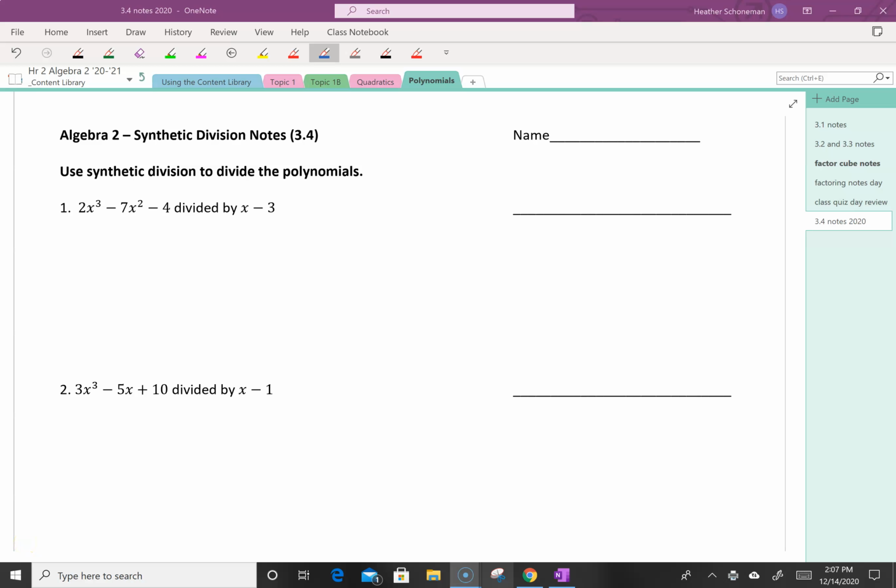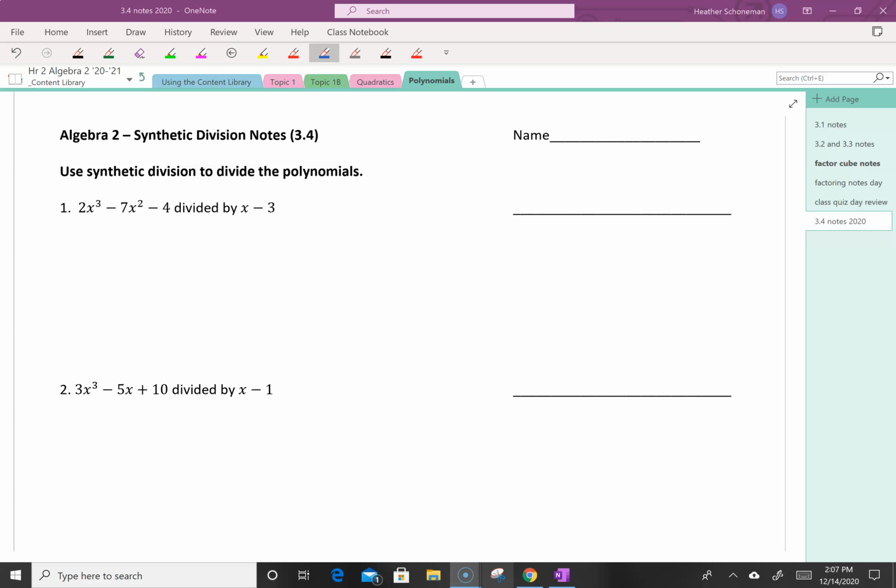Okay, this lesson is about synthetic division. We've been working with polynomials and we've added, subtracted, multiplied, squared, and cubed them, but right now we're going to learn how to divide them. And there's actually two ways to divide them, one by doing long division and one by doing synthetic division.